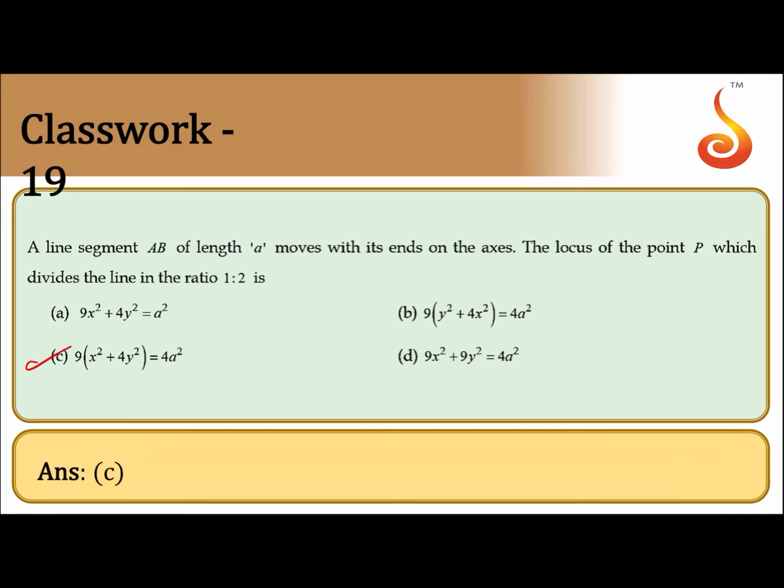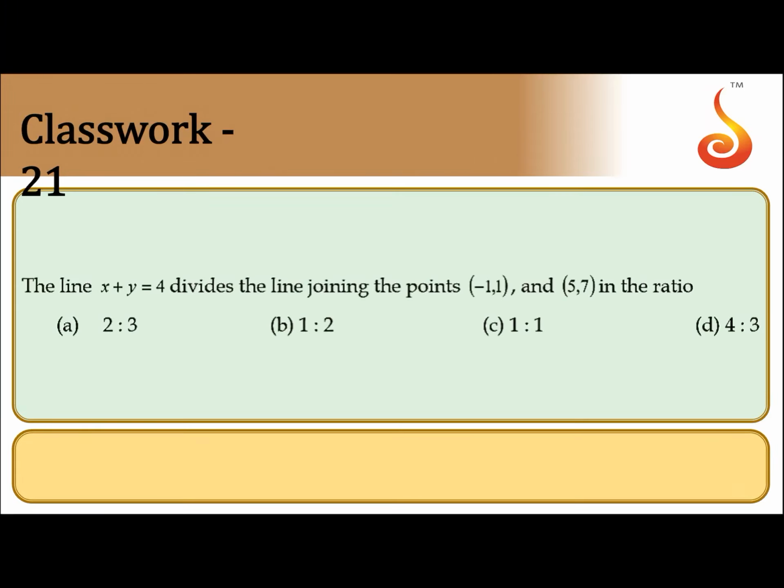So coming to the next one, the line x plus y is equal to 4 divides the line segment joining the two points in the ratio.